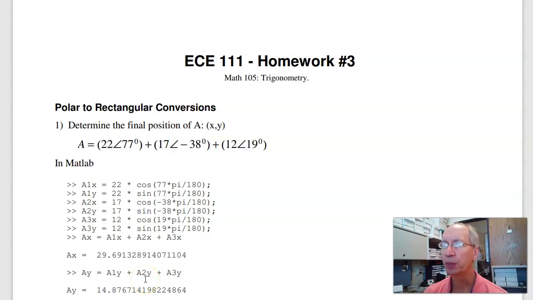Here are solutions to homework set number 3 for ECE 111. This homework set looks at trigonometry, stuff you cover in Math 105. The first problem is add vectors together.